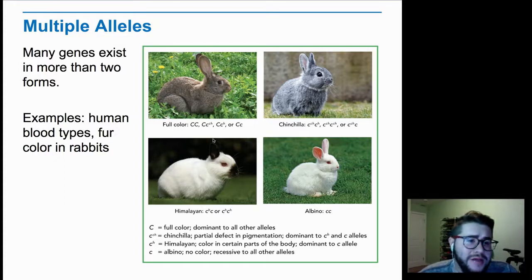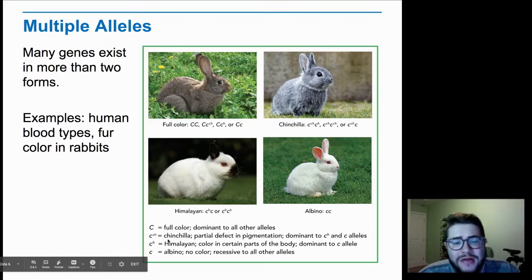Next example here is you can have traits with more than just two alleles. Human blood types have three alleles. Fur coloration in rabbits have four different alleles. And so you can have these traits where there's just not one dominant or one recessive or two traits that blend together or so on. You can have 3, 4, even 5 alleles. Each individual can only have two alleles, but in a population, there can be more than two alleles.